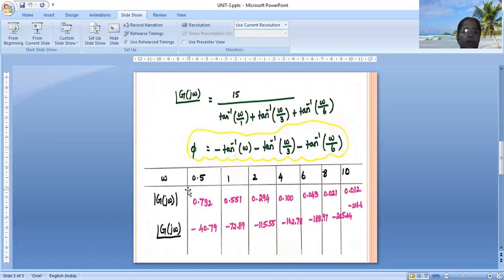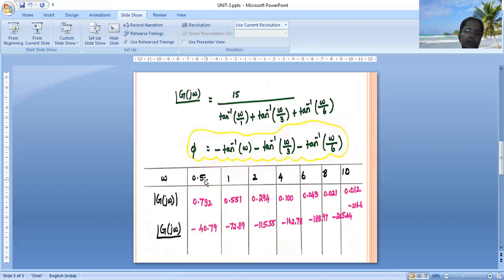Okay. So for omega equal to 0.5, I'm getting the value as 0.732. Omega equal to 1, magnitude value is 0.551. Omega equal to 2, I'm getting the magnitude value as 0.294. Omega equal to 4, I'm getting the value as 0.100. Omega equal to 6, magnitude value is 0.043. Omega equal to 8, magnitude value is 0.021. Omega equal to 10, magnitude value is 0.012.